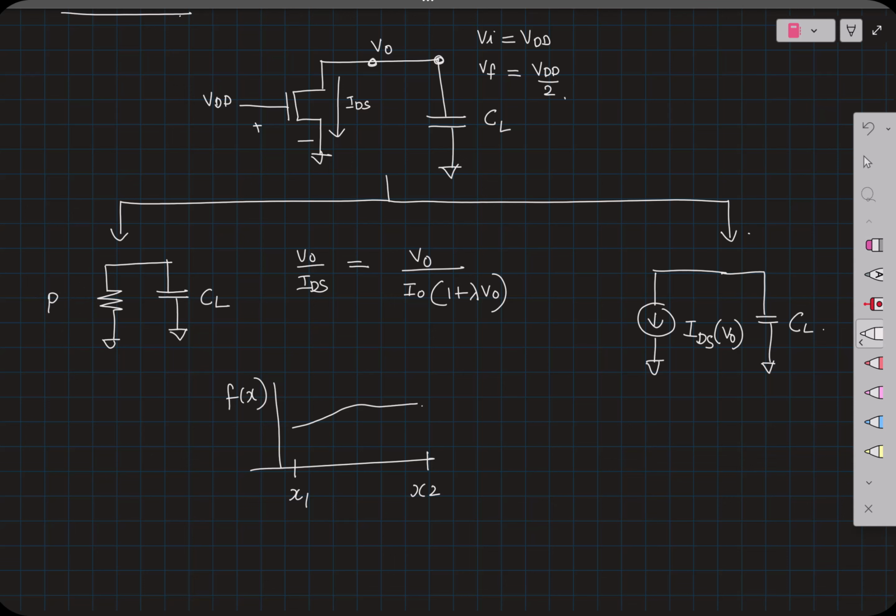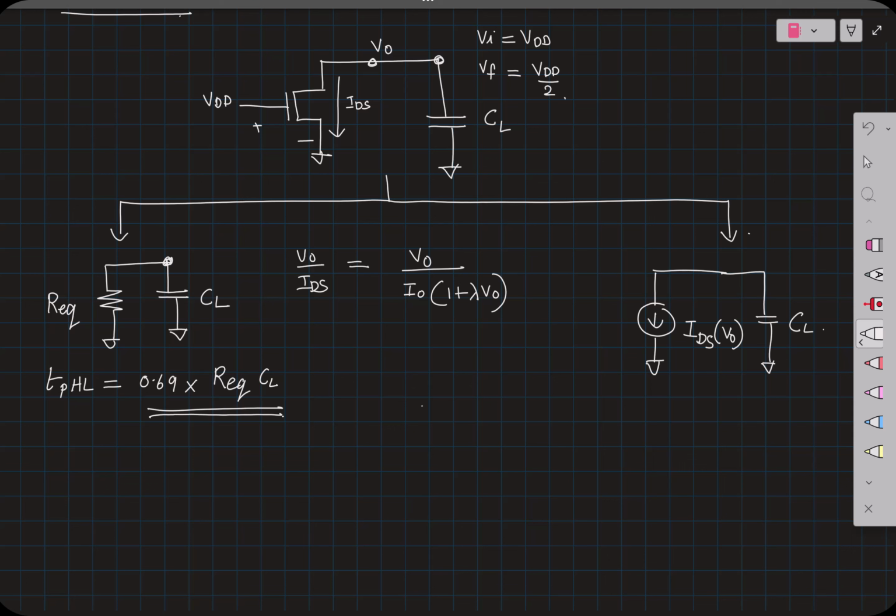This will be equal to 0.69 into time constant. So R equivalent into CL. You have to go from VDD to VDD by 2. Is this result new to you?